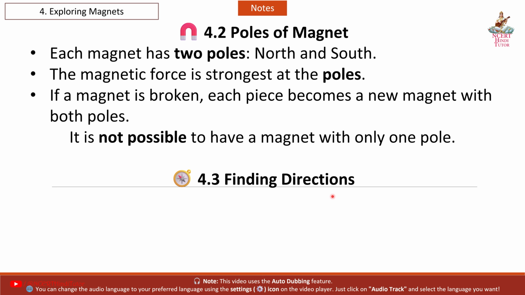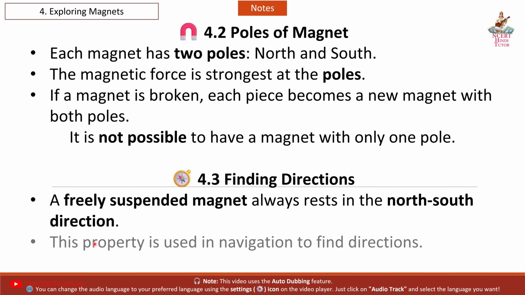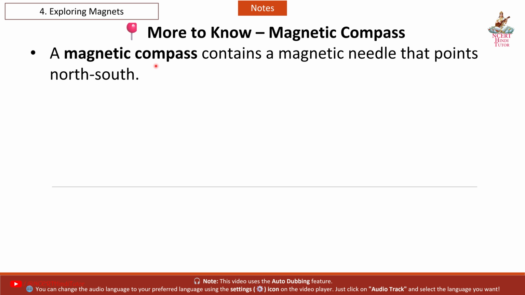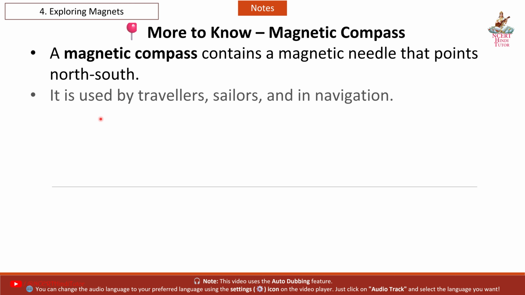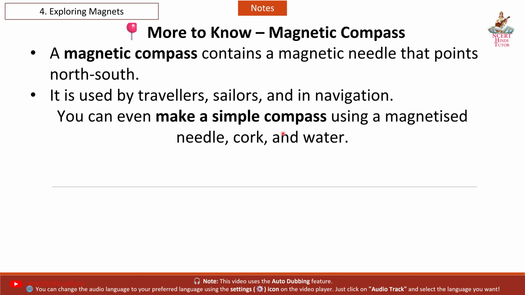4.3 Finding directions. A freely suspended magnet always rests in the north-south direction. This property is used in navigation to find directions. More to know, magnetic compass. A magnetic compass contains a magnetic needle that points north-south. It is used by travelers, sailors, and in navigation. You can even make a simple compass using a magnetized needle, cork, and water.